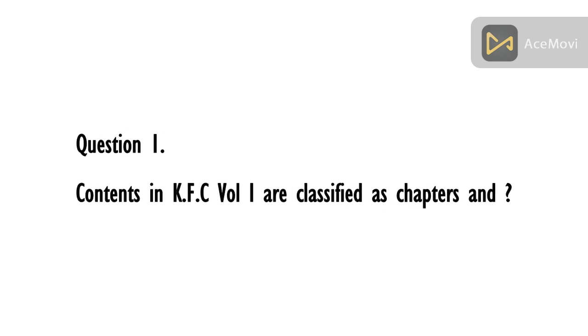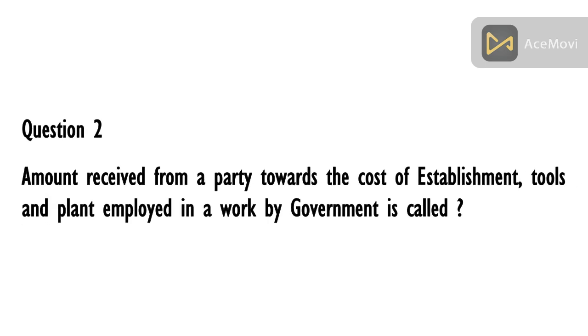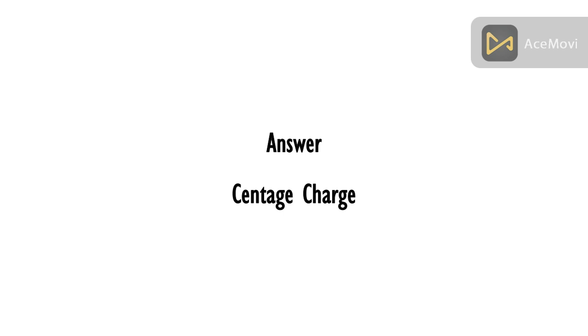Question 1. Contents in KFC Volume 1 are classified as chapters and answer articles. Question 2. Amount received from a party towards the cost of establishment, tools and plant employed in a work by government is called answer centage charge.